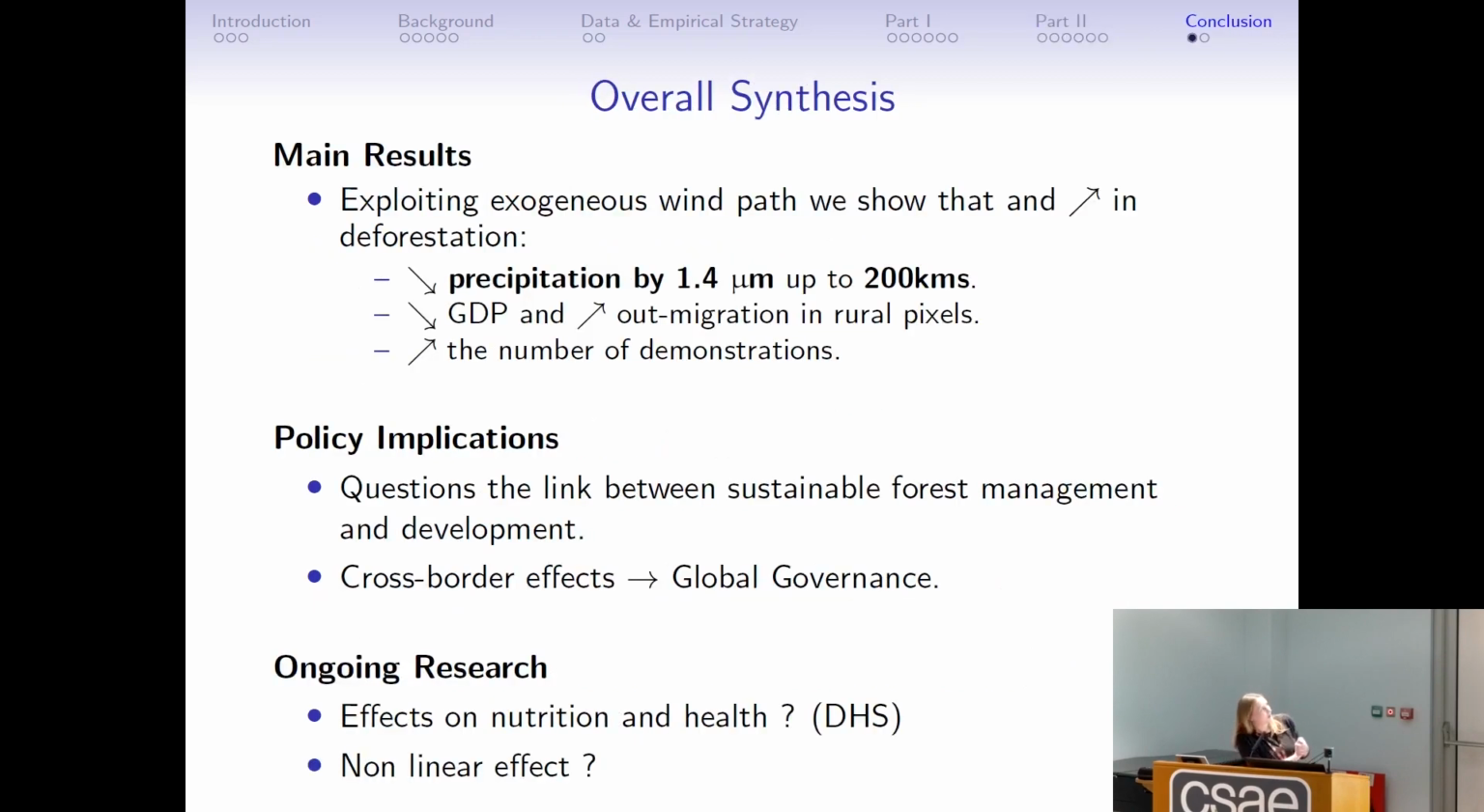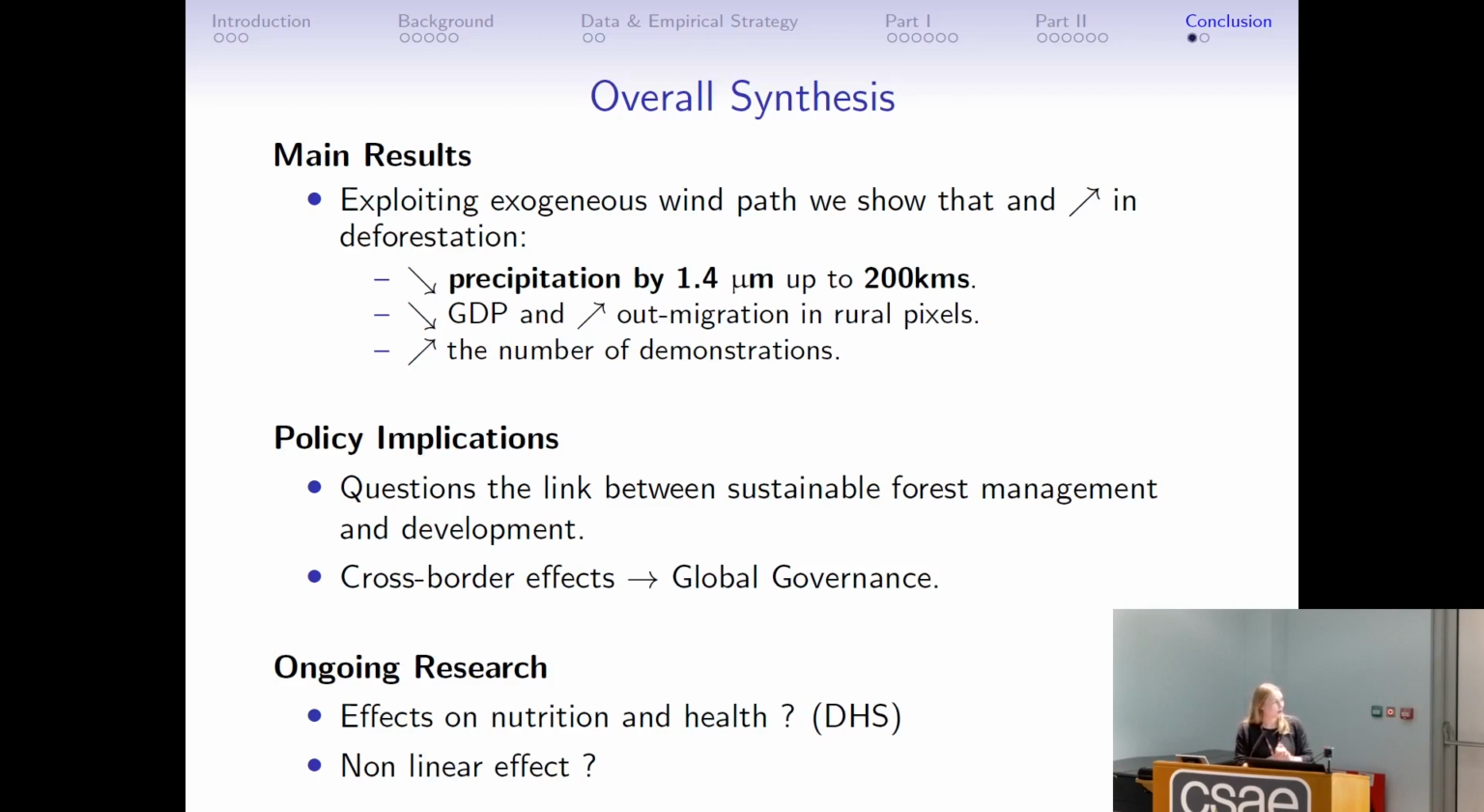To conclude, we exploit exogenous wind paths to show that an increase of deforestation decreases the precipitation up to 200 kilometers away, approximately a 5% decrease in precipitation. We show that there is a decrease in GDP and an increase in out-migration in rural pixels, and an increase also in the number of demonstrations. In terms of policy implications, we think it's a really important question. It links sustainable forest management with development and more broadly cross-border effects, which leads to the question about global governance.